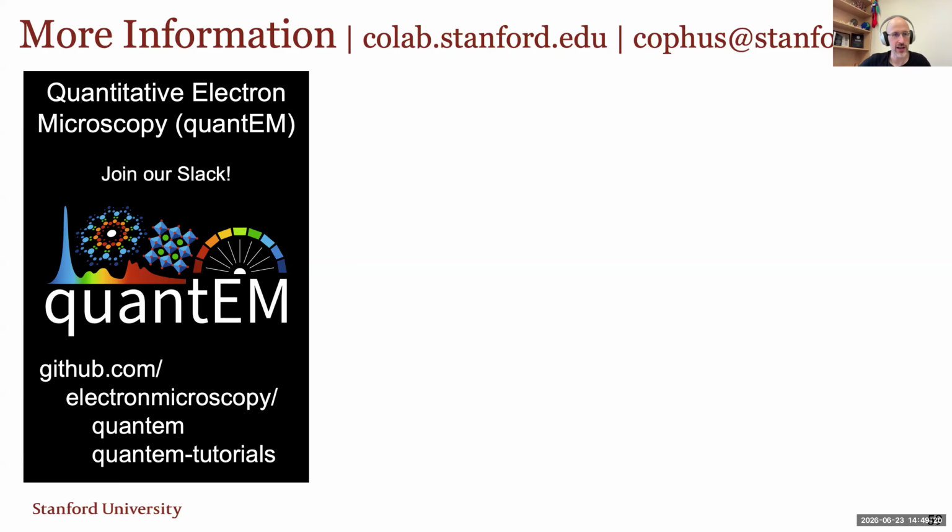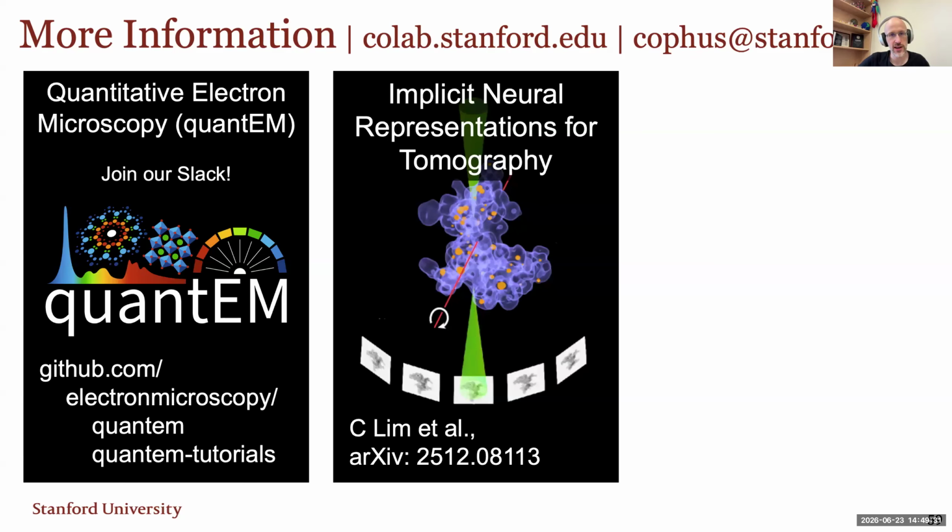And so you can find it on GitHub on the electron microscopy org under QuantEM or QuantEM tutorials here. And more tutorials are being added every day. If you are interested in implicit neural representations, especially for 3D tomography, we have a paper on the archive. I cannot recommend learning INRs enough. It is such a useful tool for machine learning, and it's pretty easy to get started, especially if you do Gaussian splatting or one of the other modern ways of doing these INRs.